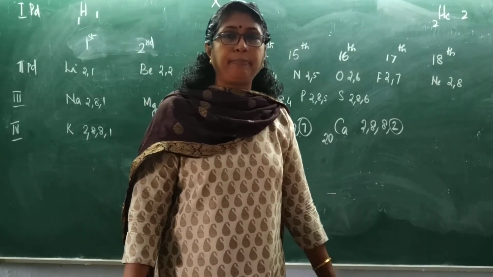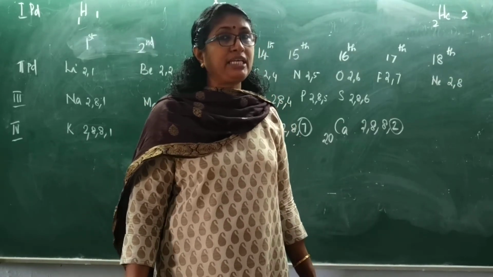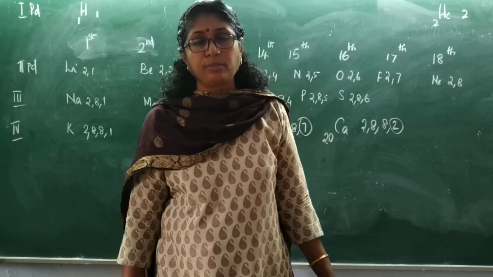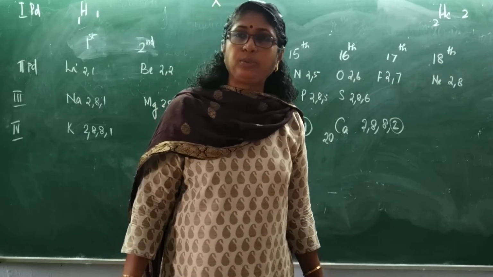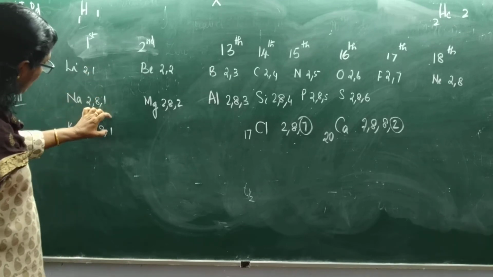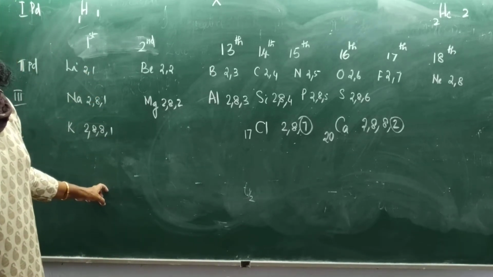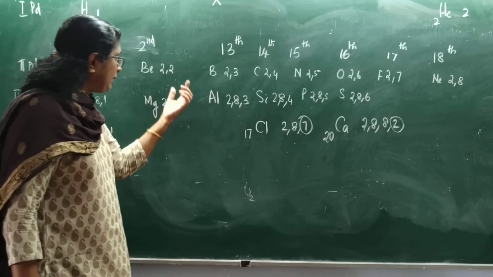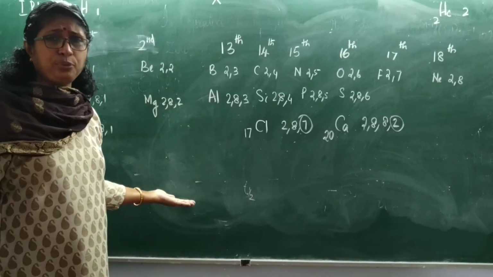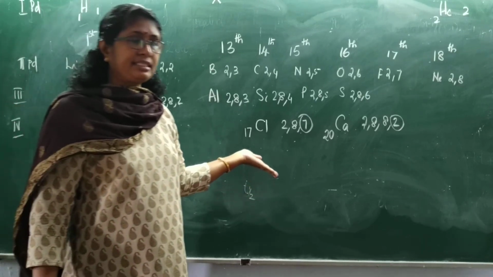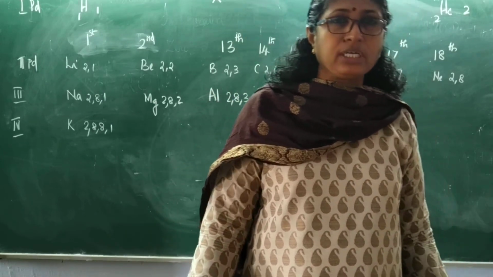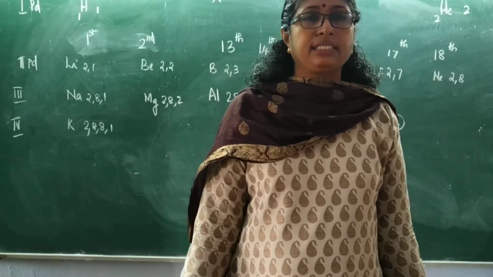Understood? So the position of an element is based on its electronic configuration, and the number of electrons in the outermost shell will give you the group to which it belongs, and the valency of the element, that also. See, the first group elements all have one electron in the outermost shell, so their valency is 1. The second group elements, they have 2 electrons in the outermost shell, so the valency is 2. Okay, so this is how the position of an element in the modern periodic table is based on electronic configuration.